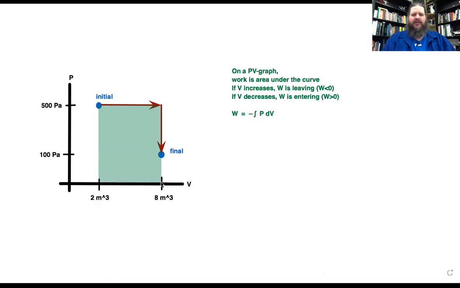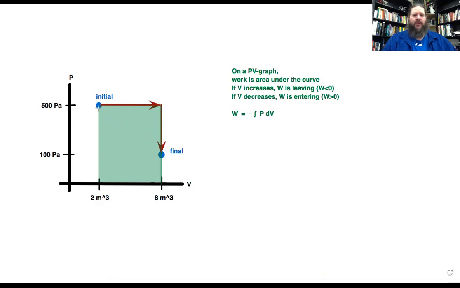And you could split this into two regions. The area under the top horizontal curve is this whole rectangle. The area under this vertical is 0 because you don't really have any area under a vertical line. So the work would be the area of this entire rectangle. And since it's a rectangle, you can just multiply the width, which is delta V, times the height, which is pressure.